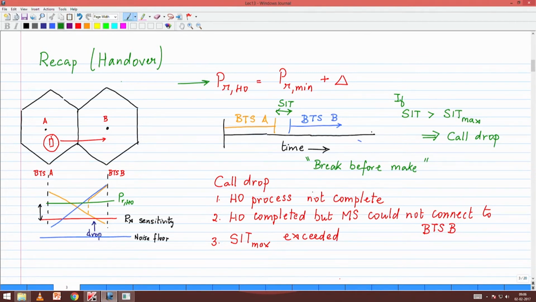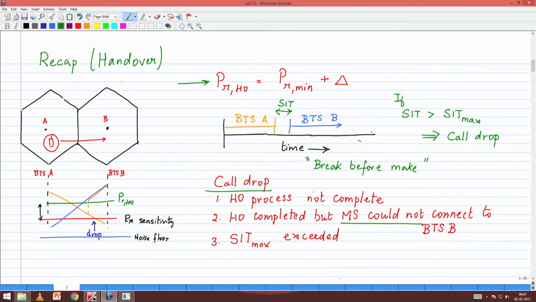One reason is you may not have finished the handoff process, which means that you have not finished the measurements, you have not given enough time for the network to figure out. So basically the process is not over. The second reason why a call drop can occur is that you have finished the process. The base station has told you now connect to base station B. Base station B tells you, okay, talk to me on frequency F2, time slot number 4. By the time you synchronize, too much delay has happened. Basically, there was a limitation on the mobile station, it could not connect.